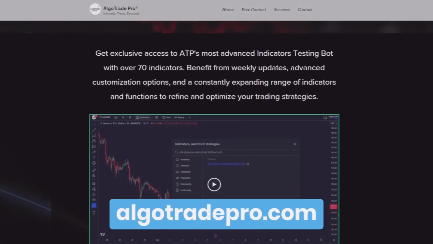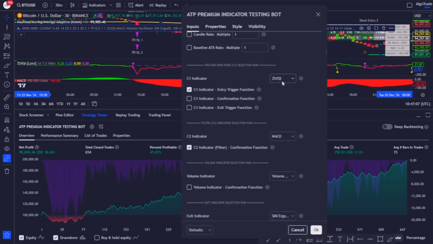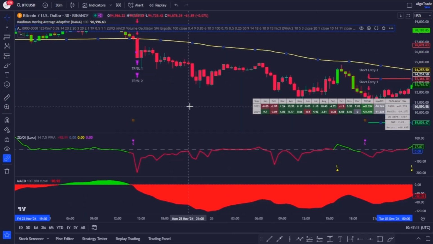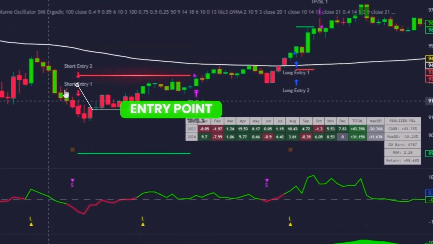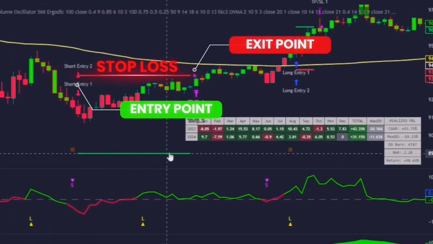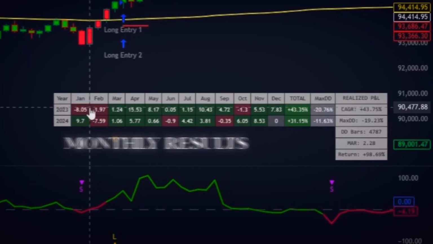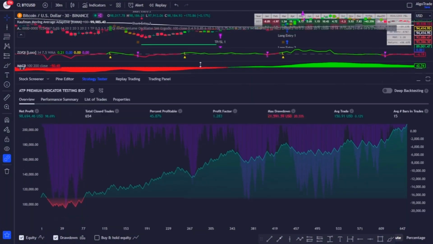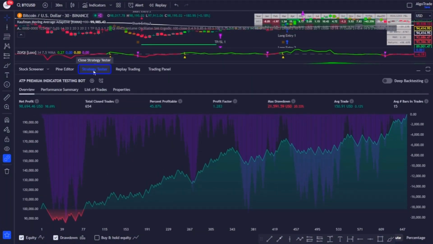Once we have set all the conditions, the trading bot will execute every valid trade on the charts with the respective entry point, stop loss and take profit. Also, you will see the monthly results displayed along with overall statistics for each asset in the Strategy Tester tab.